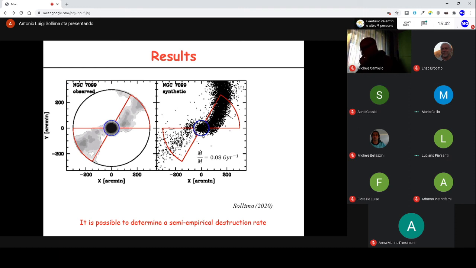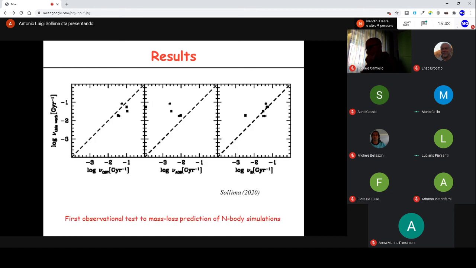So you can run an n-body simulation where you assume the cluster has a given mass and the potential has a given shape, and then run it and see how many stars are lost. Some other studies adopt analytical formulae or approximations. But this is the first way you can derive an empirical value, also constrained by observations. And this value can be used to test the other models.